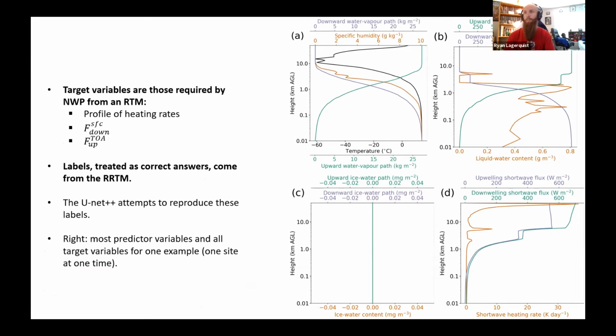The target variables from the UNet++ are those that an NWP model needs from its radiative transfer model. So that's a profile of heating rates, the downwelling flux at the surface, and the upwelling flux at the top of the atmosphere. The labels or ground truth, which we treat as correct answers, come out of the RRTM because the UNet++ is emulating the RRTM.